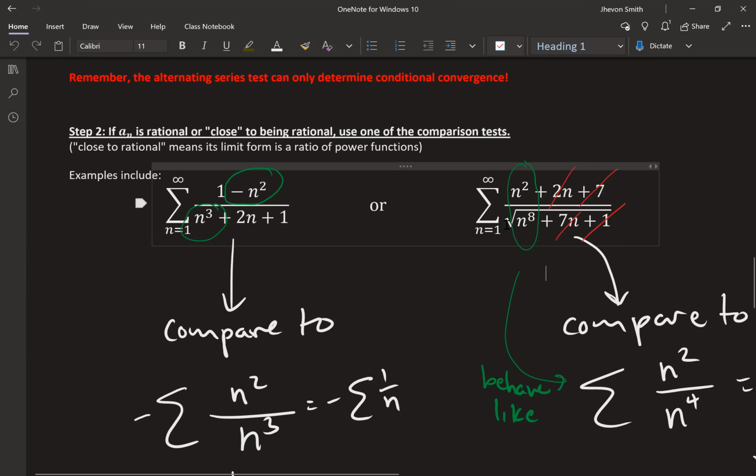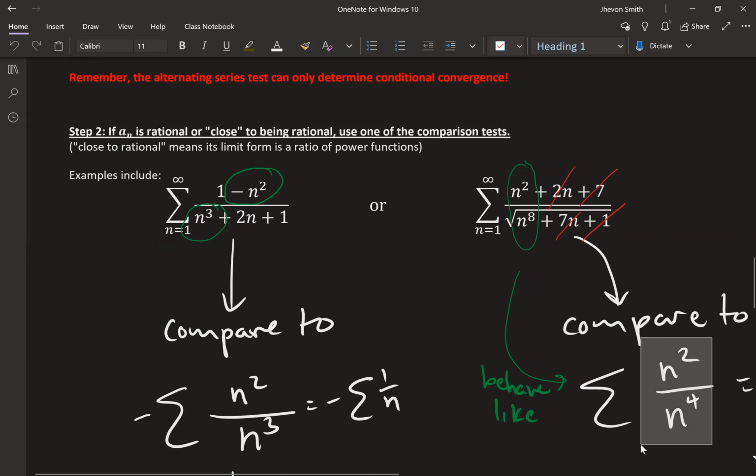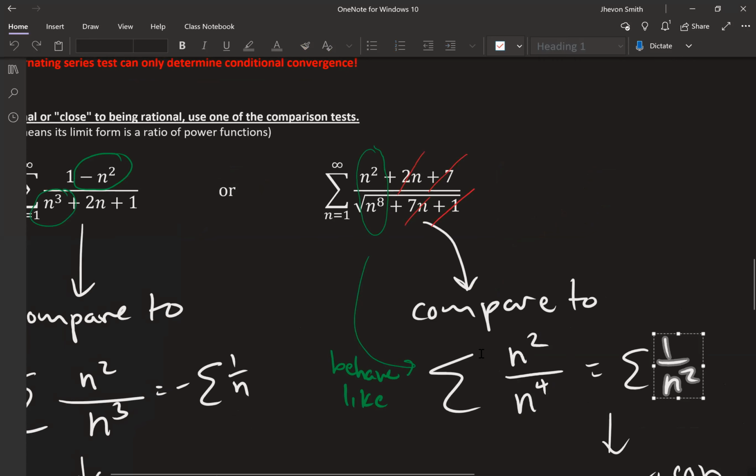So here, this is definitely not a rational function in this example because of the square root. However, if I ignore all the smaller terms, then it simplifies to this, which simplifies to 1 over n squared, which I can tell converges. So I would actually do a limit comparison with that.